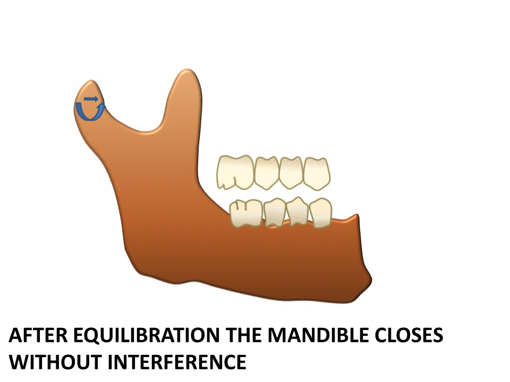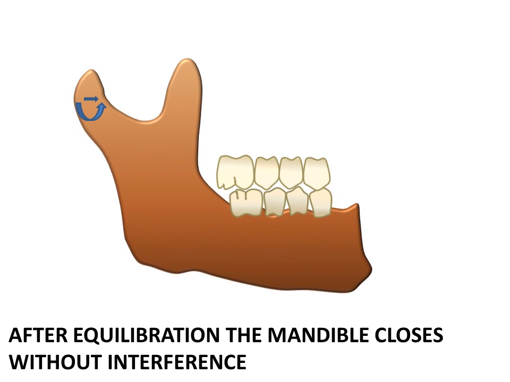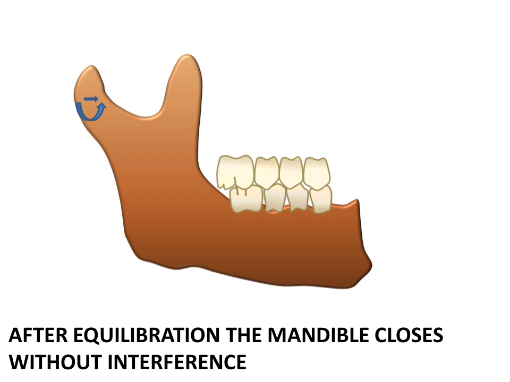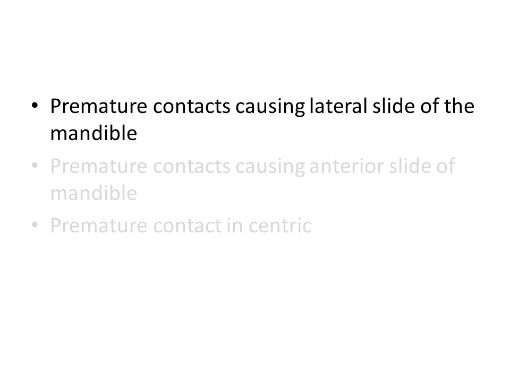The mandible closes without interference. Anterior sliding, if any, is on the same horizontal plane. That is, there is no variation in the vertical dimension. Premature contacts causing lateral slide of the mandible.